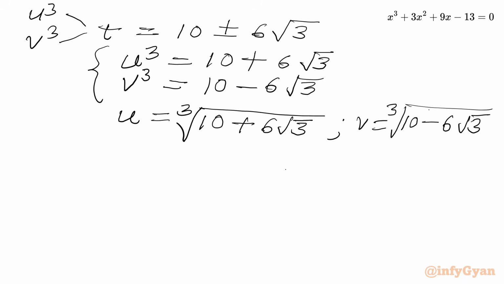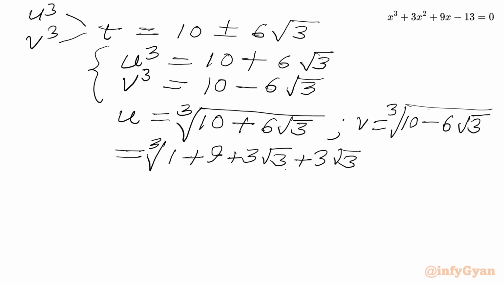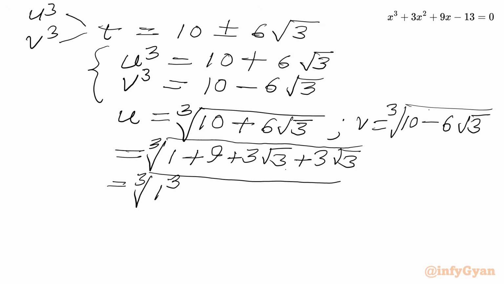To find this cube root, I need to use algebraic manipulation. I will split 10 and write 1 plus 9. Then we have 6 root 3, which we can write as 3 root 3 plus 3 root 3. So in total it is 10 plus 6 root 3. Now we can write 1 cube, and the last term 3 root 3, I can write as root 3 whole cube. So a cube plus b cube is visible.